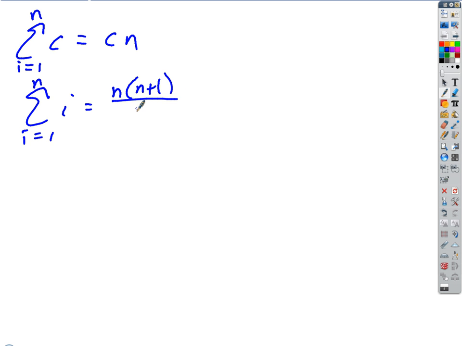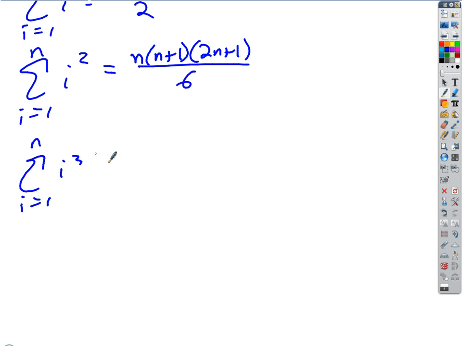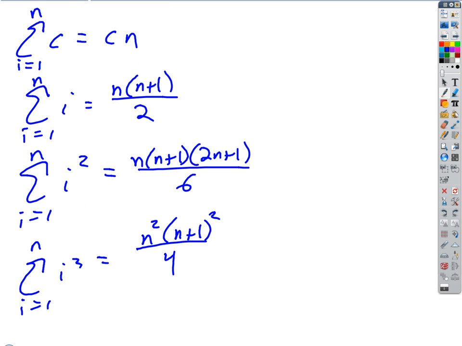N times n plus 1 over 2, good. What's the sum of i squared as i goes from 1 to n? n times n plus 1 times 2n plus 1 over 6. Good. And then finally the sum of i cubed as i goes from 1 to n? n squared times n plus 1 squared over 4, I think. Yeah, and you have all those in the book, right? So you have all those available.